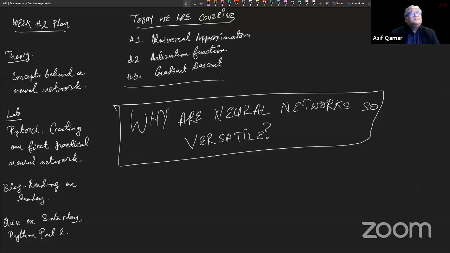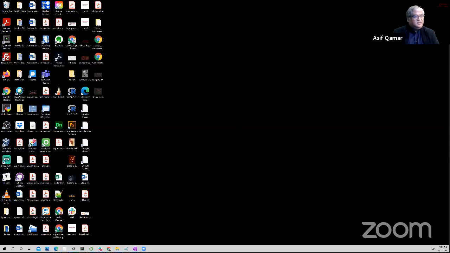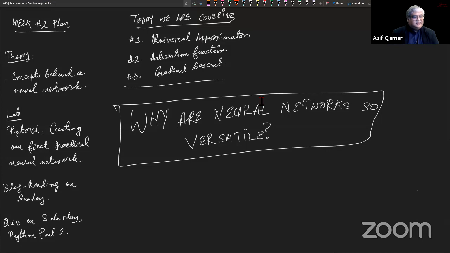Now, I would like to go on to the topic of this week. And let me share my screen for that purpose. Any questions, guys, before we start? Which screen are you folks looking at? Week 2 plan. Today we are covering universal approximators. Wonderful. So you are looking at the right one. Okay, so let us get started.